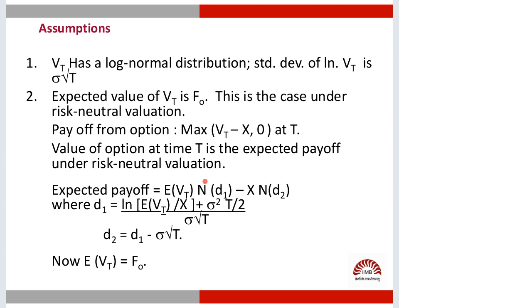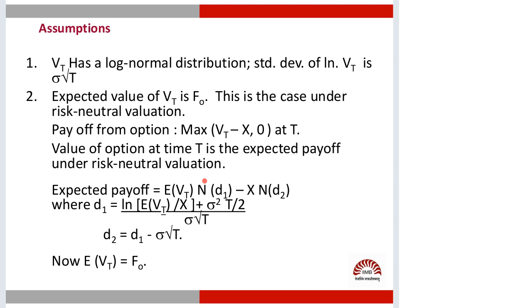Now, like the Black-Scholes model, here also in Black's model, we make the same assumptions. So we take V_T to follow a log normal distribution, and we take the standard deviation of the log of V_T to be sigma root T. The expected value of V_T, standing on the first day, is obviously F_0, because that is nothing but the forward value of V_T.